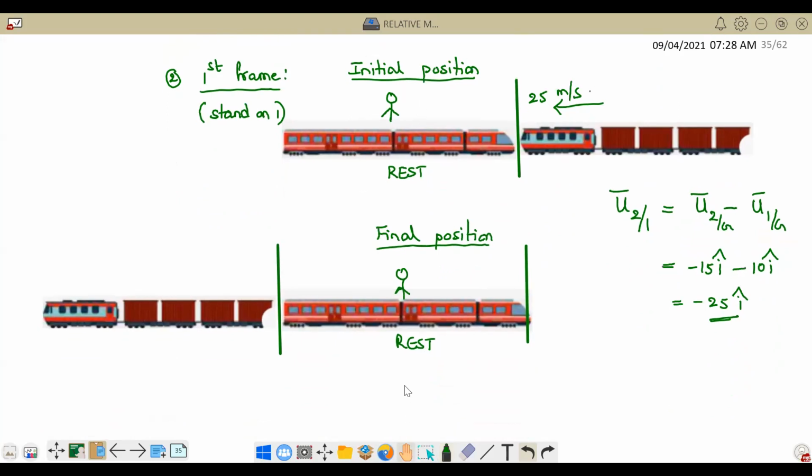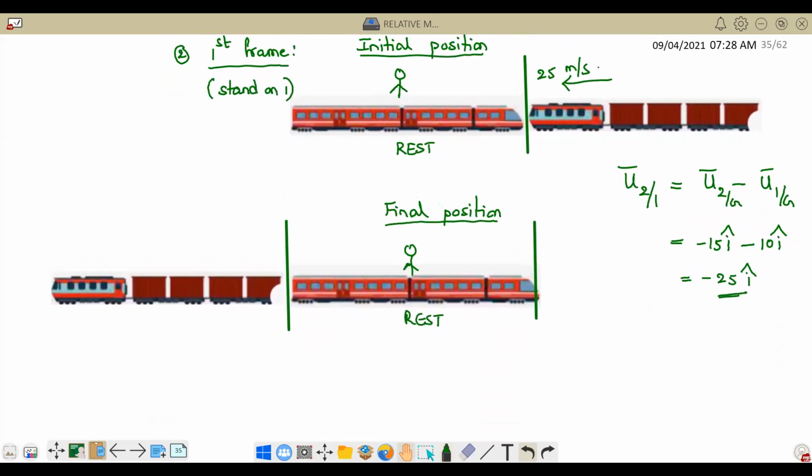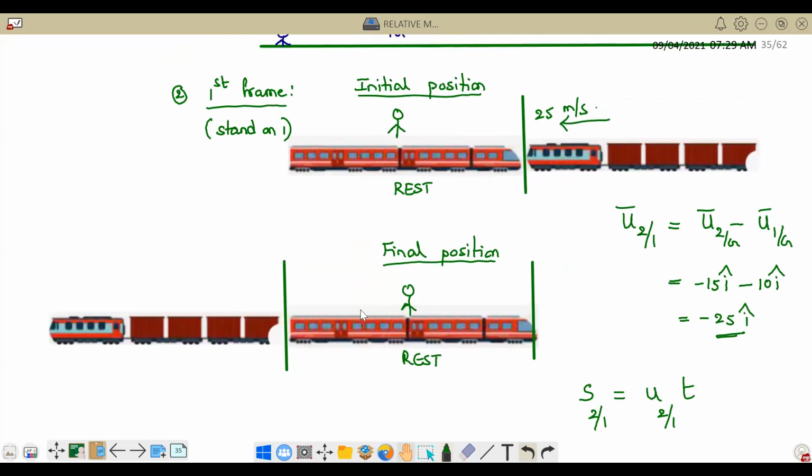Okay, so now see here. We have only one equation: S is equal to U times T. But now we are solving by relative motion, so you have to apply relative terms. So what is this? U of 2 with respect to 1 and displacement of 2 with respect to 1. When you stand on 1, how much has the second train displaced, provided the first train is at rest? How much has it moved? Tell me.